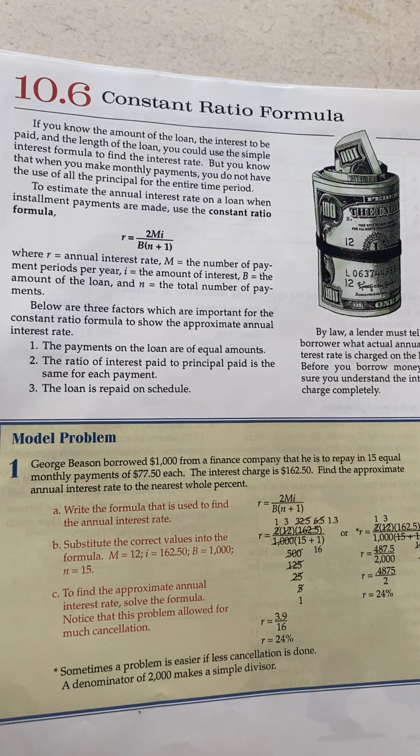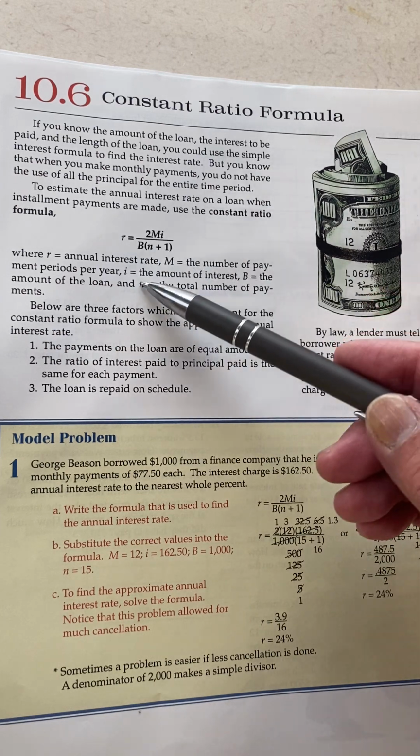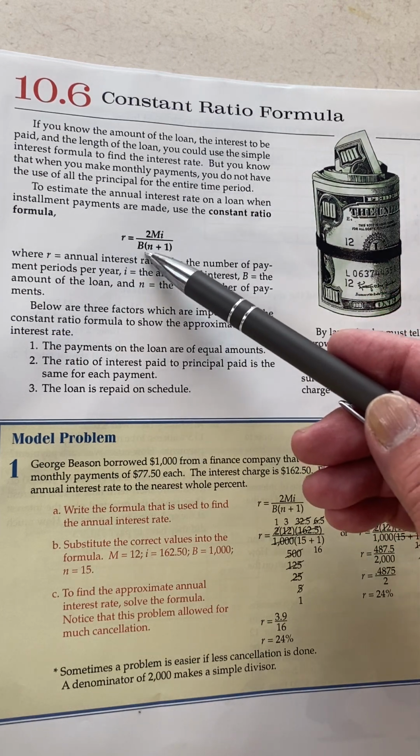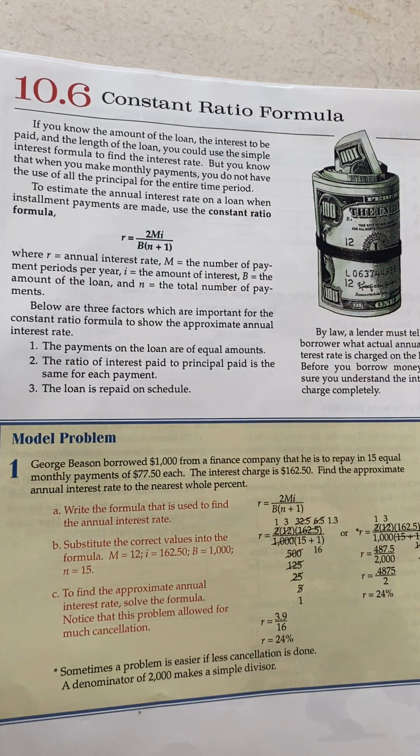So this is the constant ratio formula they use in installment plans to find the ratio. To find the constant ratio, you use this certain formula: R equals 2mi over b times (n plus 1). So this is the formula. You just have to remember the formula and know what values to plug in, and you'll find it's not very hard.